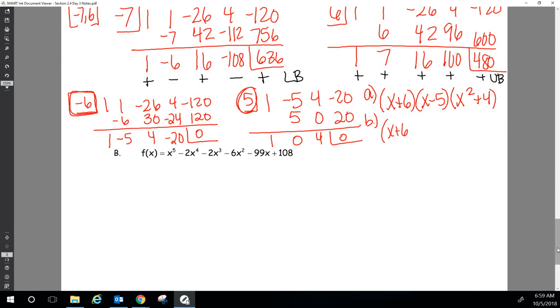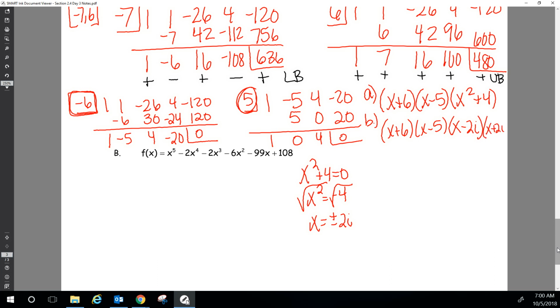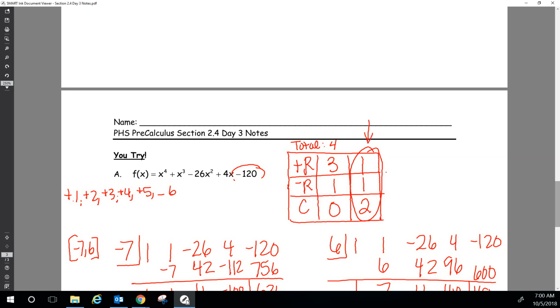So I've got x plus 6, x minus 5. I need to solve this guy to figure out what my linear factors are. So this would be x squared is equal to negative 4. When I take the square root of both sides, that's x is equal to plus or minus 2i. So I've got x minus 2i, x minus a minus 2i, which is going to be plus 2i. So that's B. Notice how I don't have any squares anymore. They're all linear. And then the last one is, what are your zeros? So negative 6, 5, 2i, negative 2i. And so there's my 2 reals and my 2 imaginaries. And so we're talking about this column here of our chart.